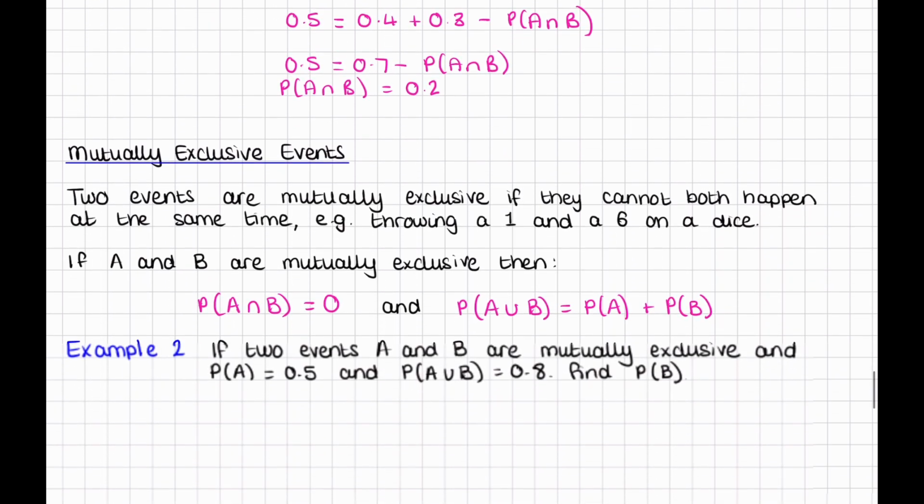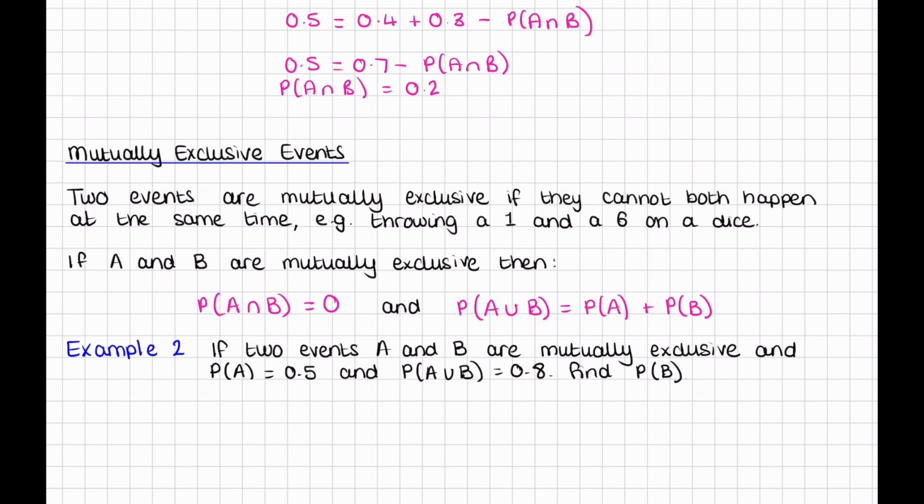Next, let's look at mutually exclusive events. Two events are mutually exclusive if they cannot both happen at the same time. For example, throwing a 1 and a 6 on a dice. We can't do that at the same time. We can either throw a 1 or a 6, but we can't throw both. And a quick rule: if A and B are mutually exclusive, then there is no intersection, that's just 0. So the probability of A or B would then actually just be the probability of A plus the probability of B, which means we don't need to minus the intersection because the intersection would just be 0 anyway.